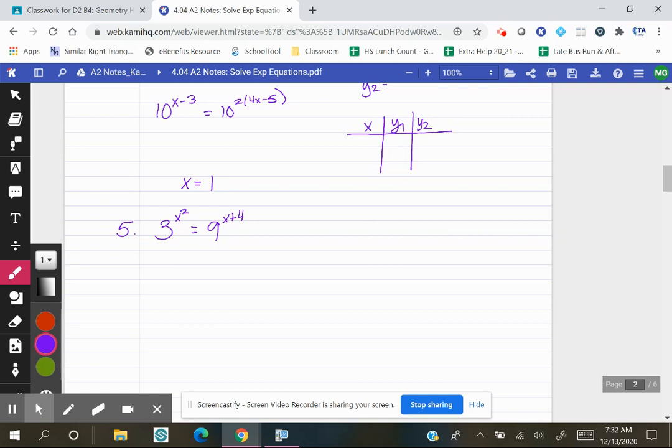So again, we're going to look at the larger base first, which is a 9, and say, can I rewrite it with a base of 3? Because that's what I have over here. And I know 3 squared gives me 9. So I'm going to take out the 9 and rewrite it as 3 to the second and bring down my x plus 4. Once I have the bases the same, so they're both a 3, now I set my exponents equal to each other.